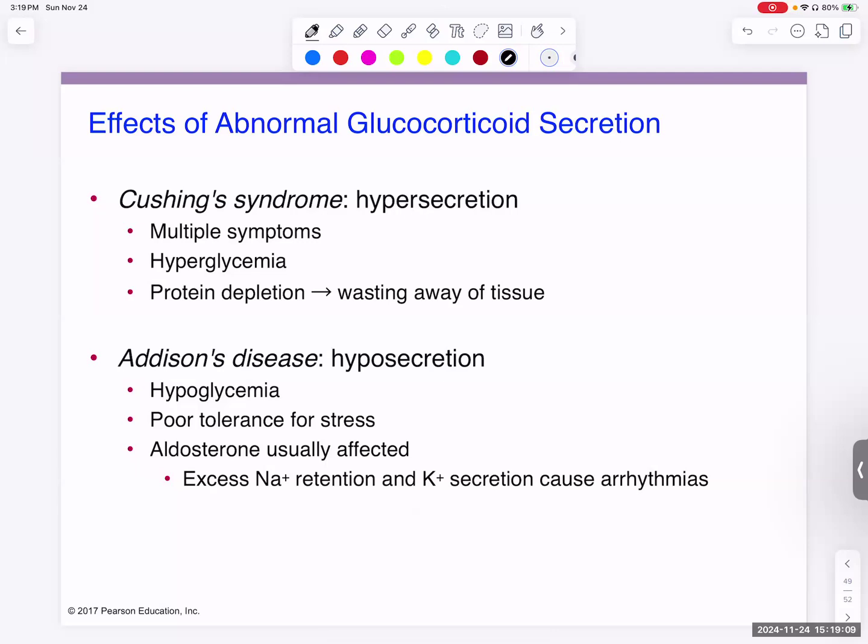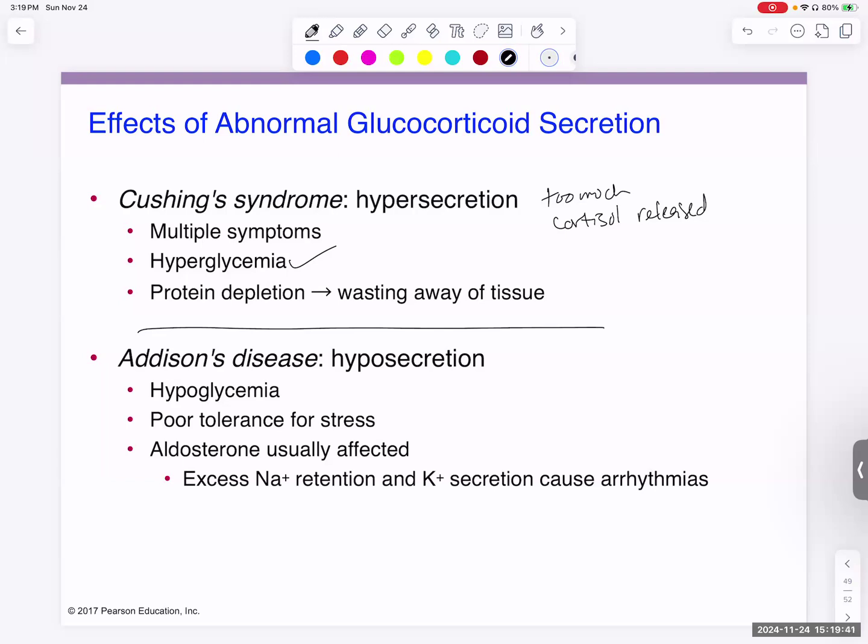The effects of abnormal glucocorticoid secretion. So Cushing's syndrome is where you have too much cortisol released. And that's going to lead to hyperglycemia because you're constantly releasing energy, i.e. glucose. And you're going to have protein depletion because your body thinks you need more glucose. So it's going to break down your muscles and proteins.